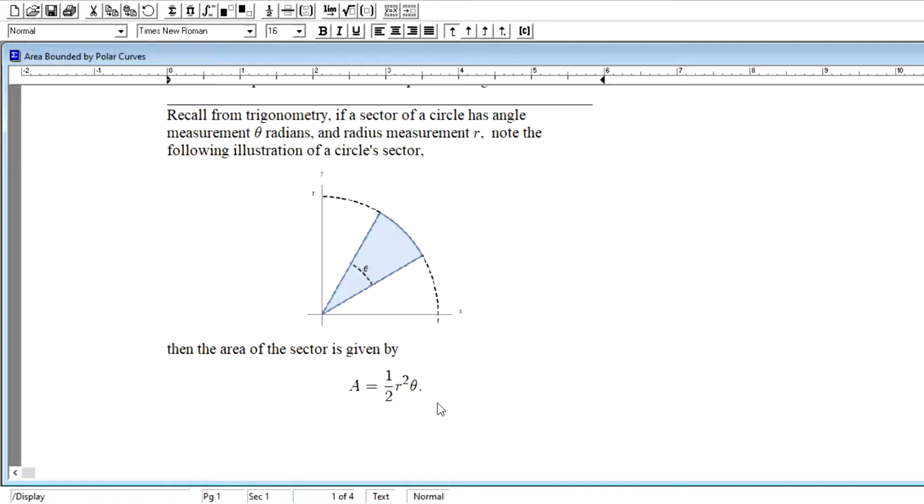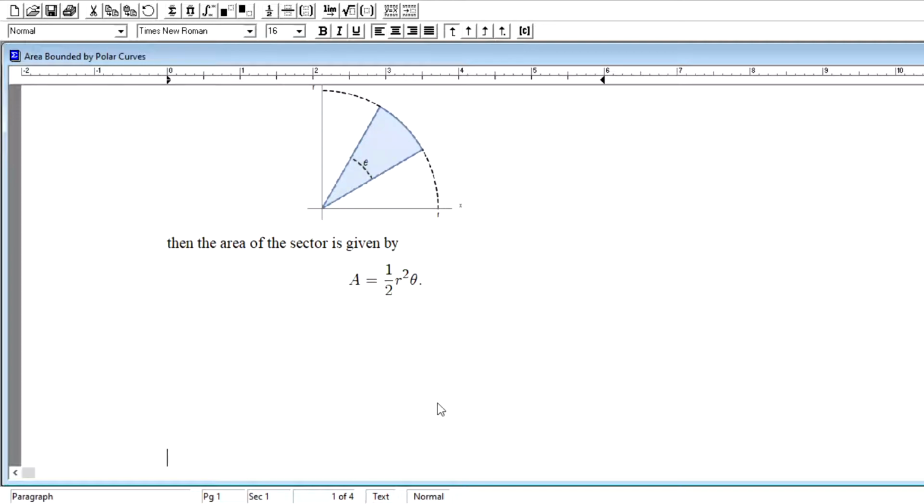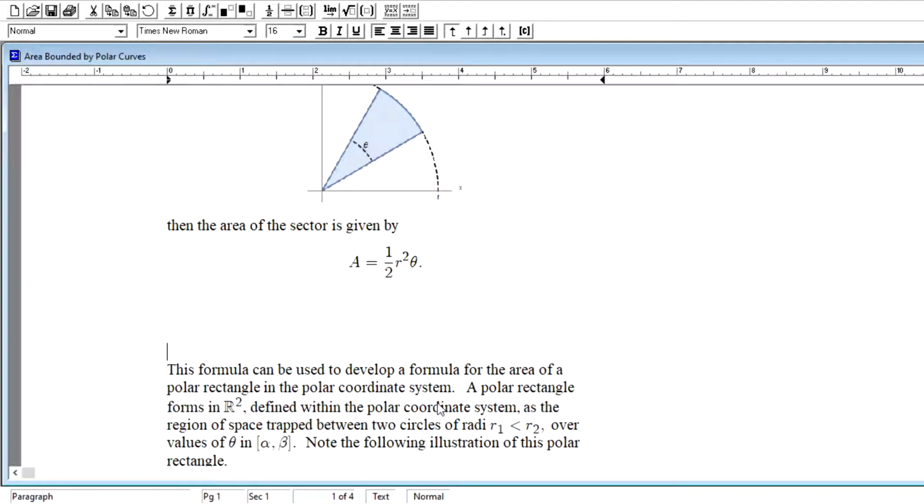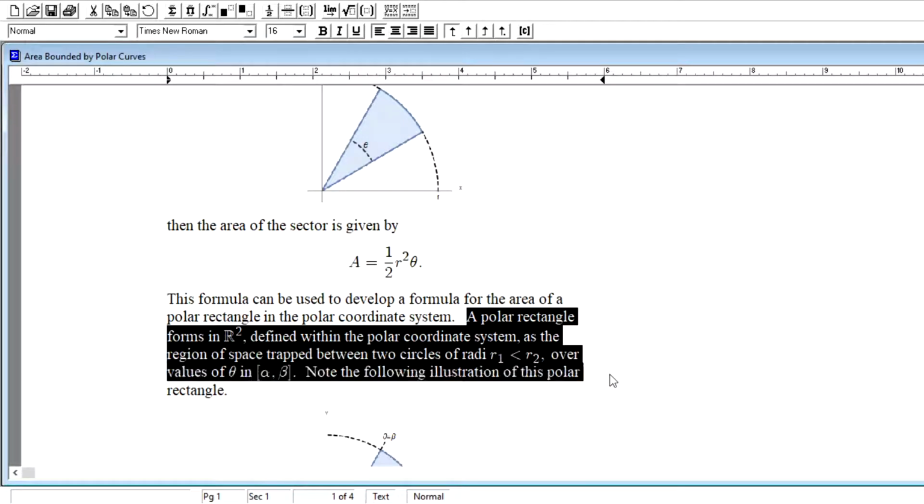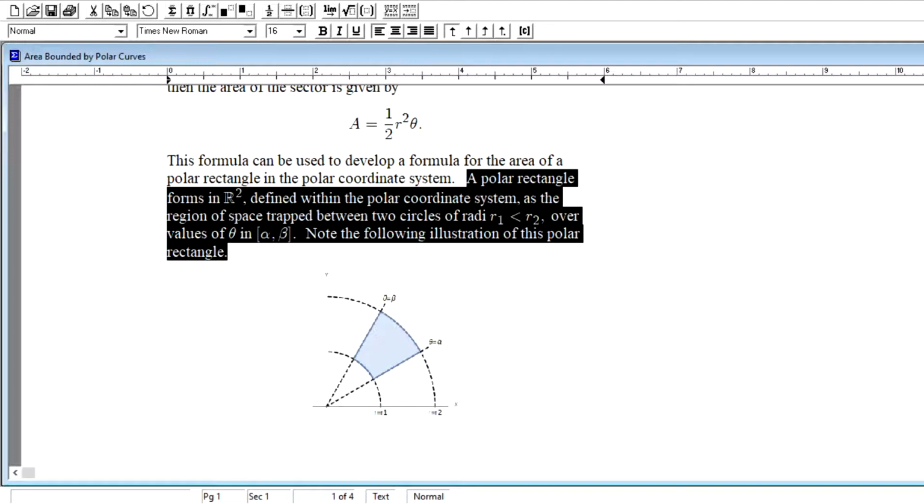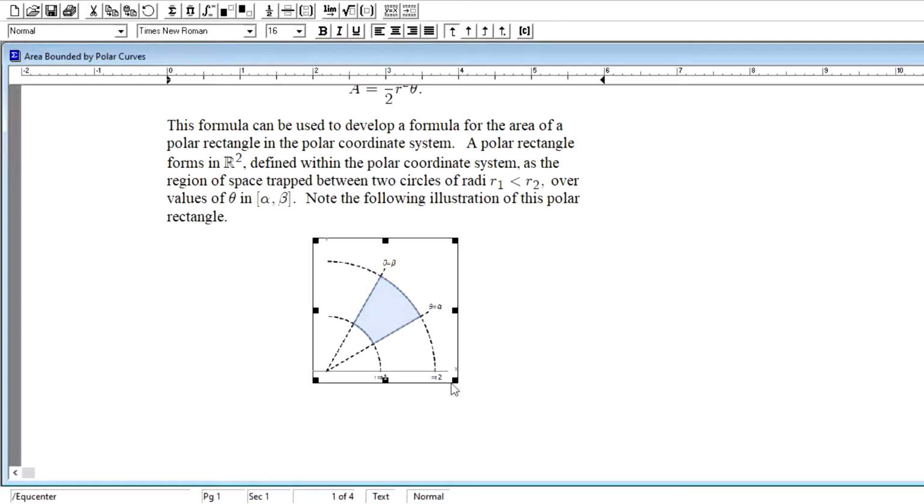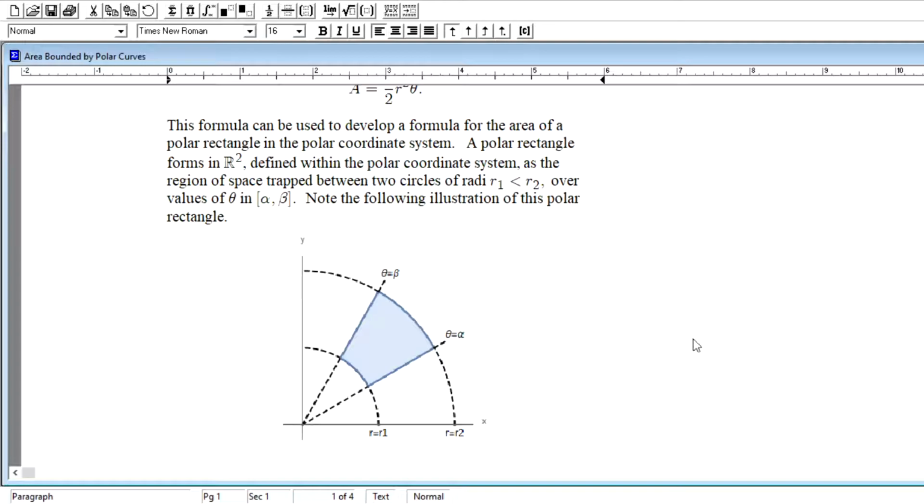All right? This formula for area of the sector can be used to develop what we call the formula for the area of a polar rectangle. Now, what is a polar rectangle? A polar rectangle forms in two-dimensional space, right? If I blow up this picture a little bit here, we'll see it, right?